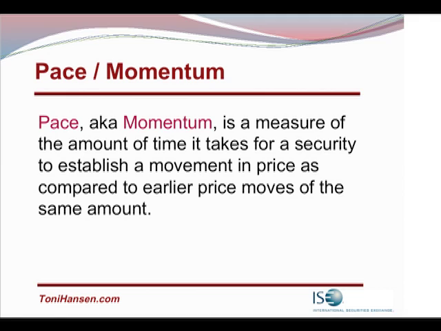Now, the first building block that we look at is pace, also known as momentum, and it's a measure of the amount of time it takes for a security to establish a movement in prices compared to earlier price moves of the same amount. So basically, let's say we're looking at a period of time of 30 minutes, for example. Then what we want to see is how much price movement takes place within that 30 minutes. And then we compare that to the next chunk of time, the next 30 minutes, and we're looking for those averages.